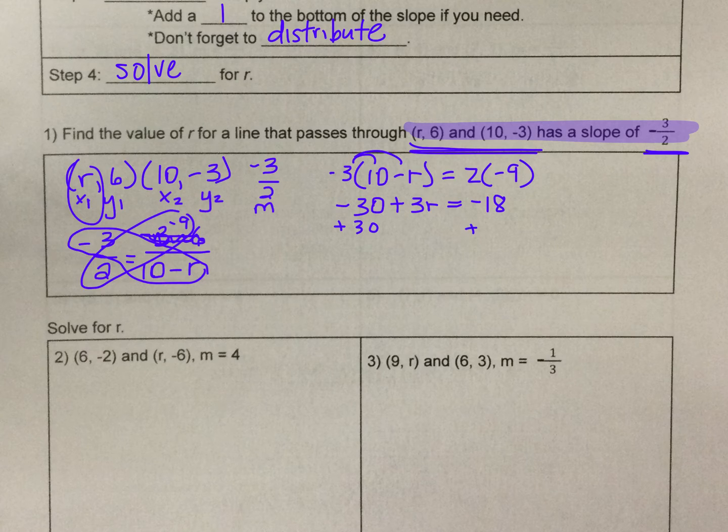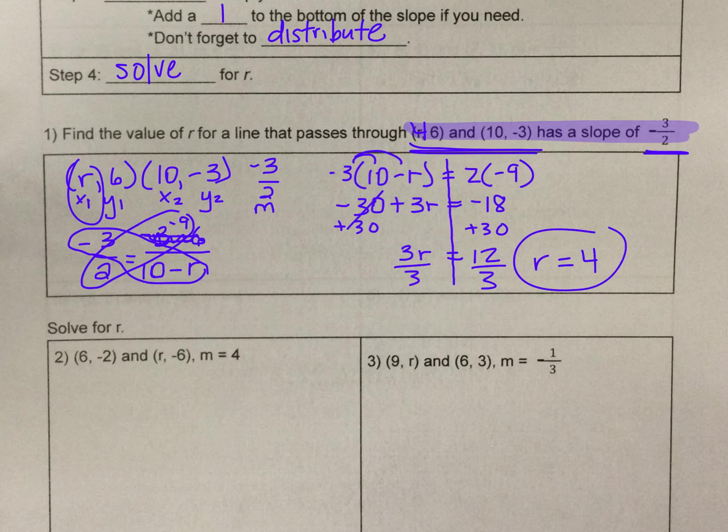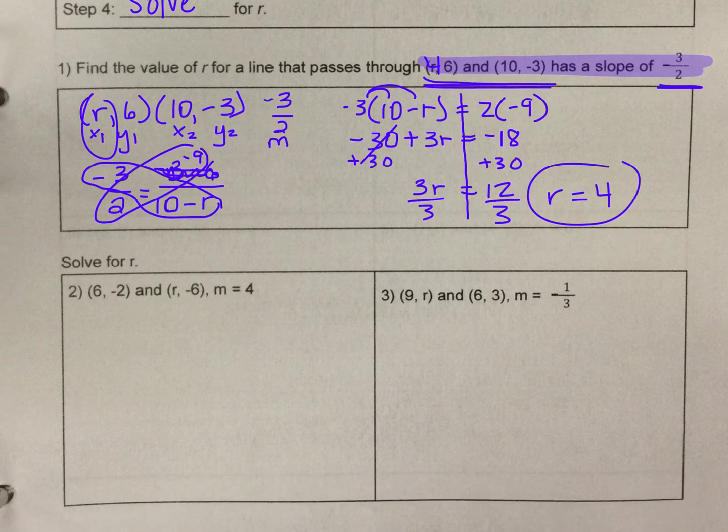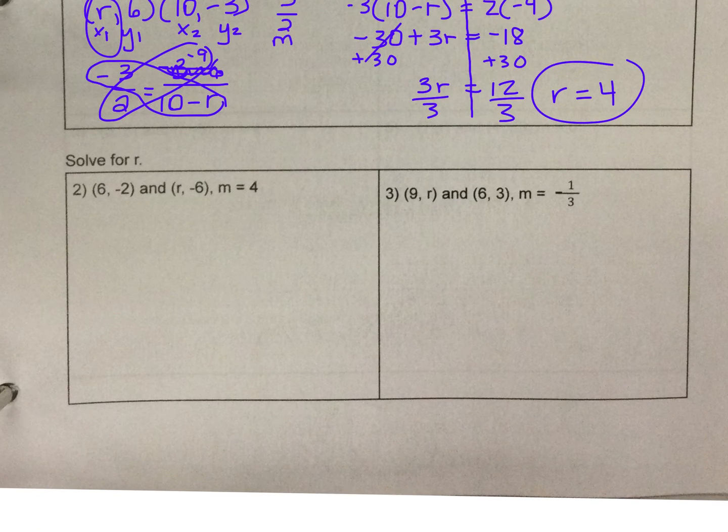Add 30. I have 3r on this side, and I have a 12 on this side. Divide by 3, r equals 4. That's all we're doing, and then we would know that that would be a 4 if you were plotting those points. Let's do 2 more practices.